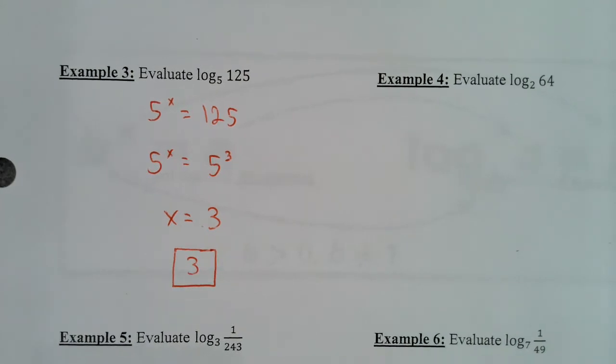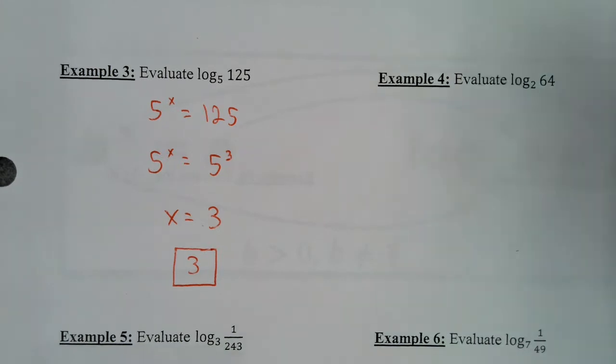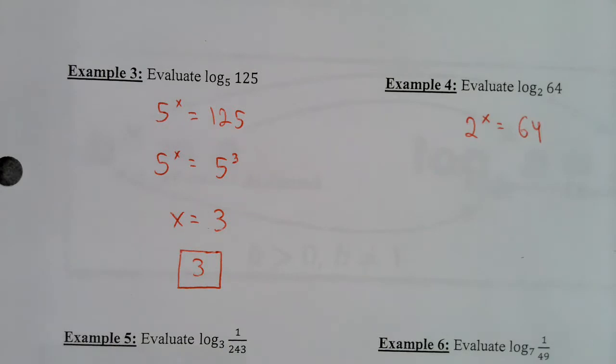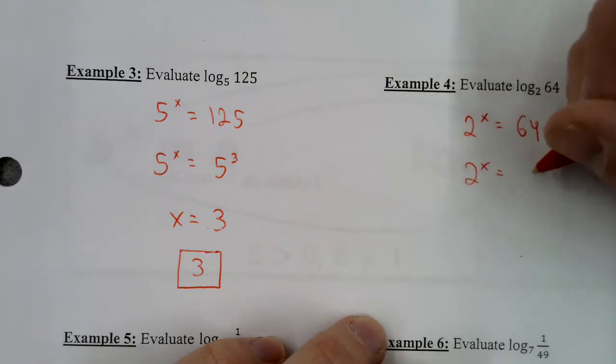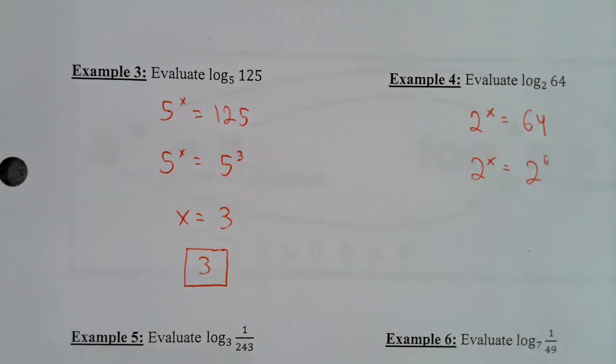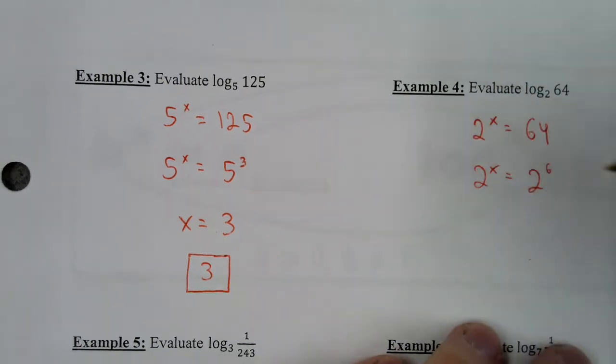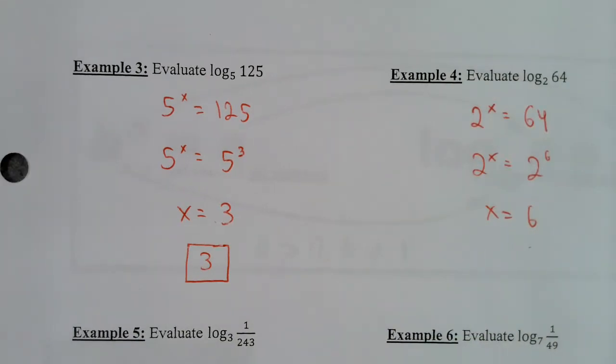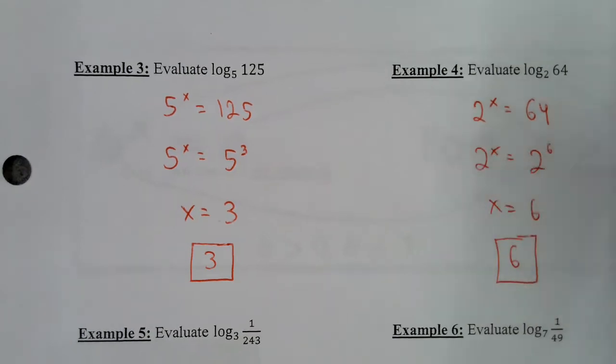Here you go, example 4. Evaluate log base 2 of 64. If you know the answer right away to this one, that's fine. But I'm going to write it in exponential form. 2 to the x power equals 64. Now I'll write each side with the same base of 2. 2 to the x power equals 2 to the 6th power, because 2 to the 6th power is 64. So that's my answer. But really what I'm doing is I'm saying x equals 6 because the bases are the same. They're both 2. So therefore, my answer is 6.